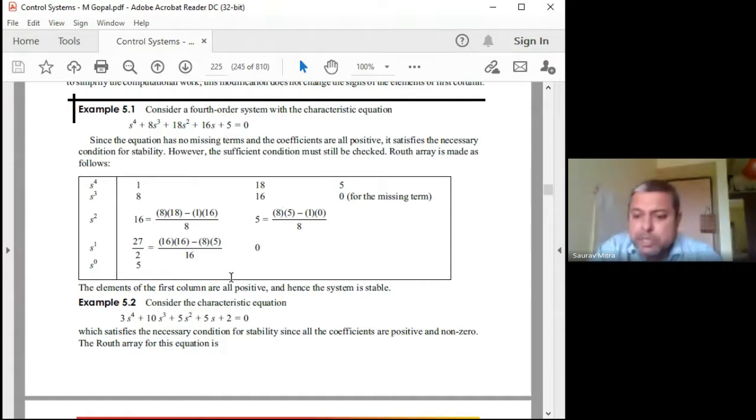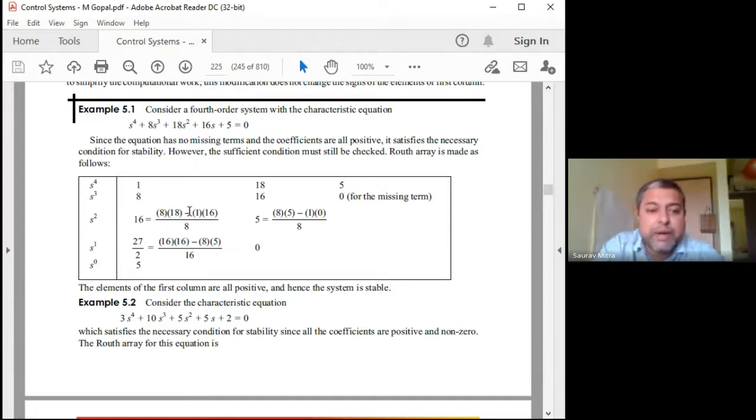Now you have to do some cross multiplication. Cross multiplication is similar to matrix multiplication, but actually it is the opposite, because when finding a determinant, what we do is 1 into 16 minus 8 into 18. Here it is reverse. Here you have to start from bottom left, that is 8 into 18. This you have to do first.